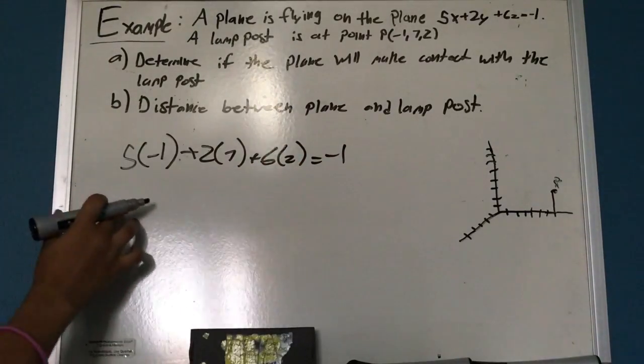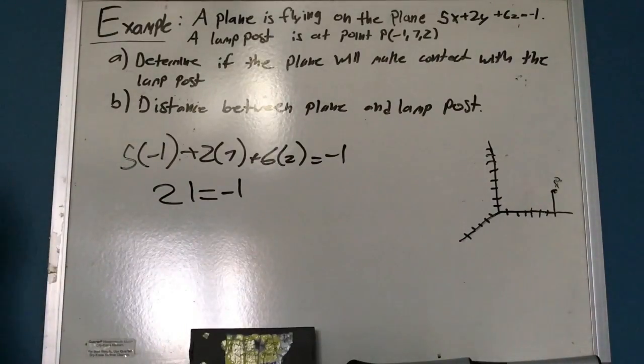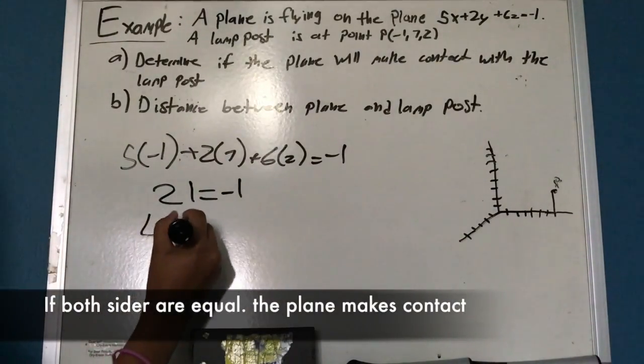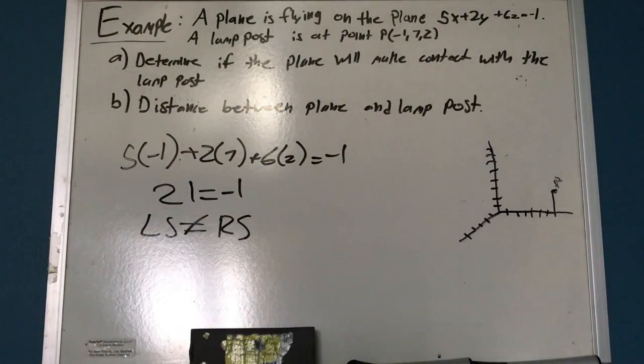So now I plugged it in. This side equals 21 and the right side equals negative 1. So left side does not equal right side, which means that point P does not land on the plane, and so the plane does not make contact with the lamppost.